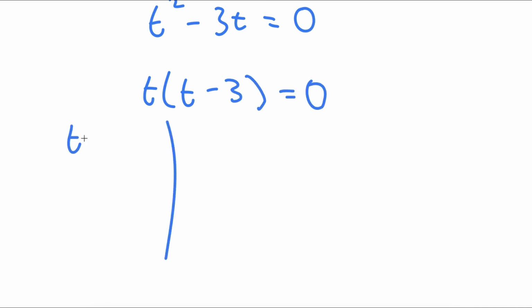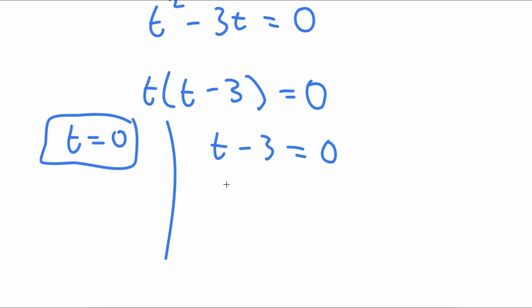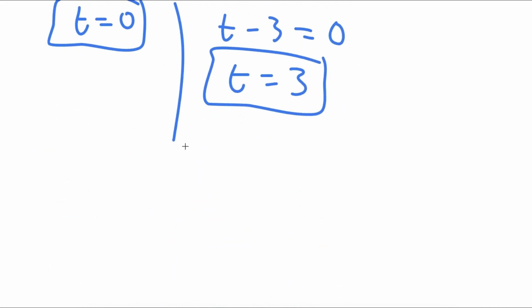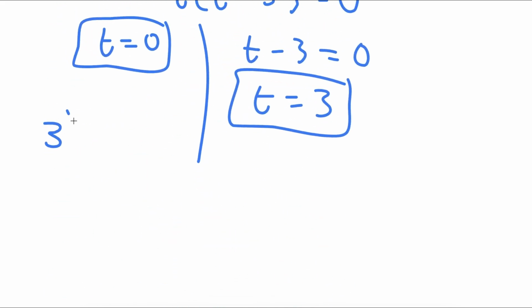So I have two equations now. I have t equals 0, and I have t minus 3 is equal to 0. t equals 0 is already a solution for t. t minus 3 equals 0, meaning t is equal to 3. So now remember how we set 3 to the power of x equal to t. So I have two equations. 3 to the power of x is equal to 0, and 3 to the power of x is equal to 3.